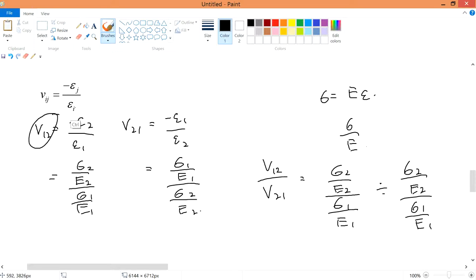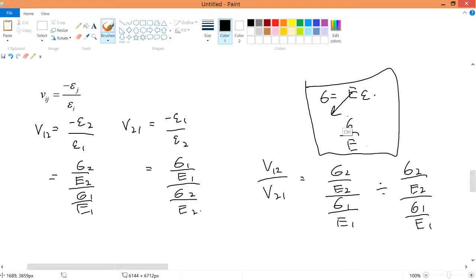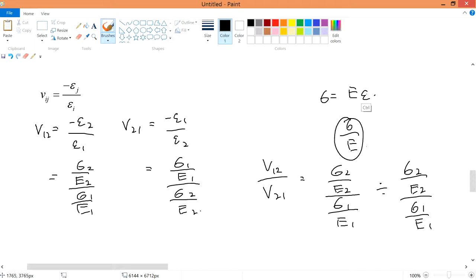V12, for example, is minus epsilon 2 divided by epsilon 1, the strain, right? Strain, you know from Hooke's law, is sigma equals Young's modulus times strain. I'll be going a bit faster, so some terms I will not repeat again. So stress divided by the Young's modulus will give you the strain, so I substitute the strain as stress divided by E.